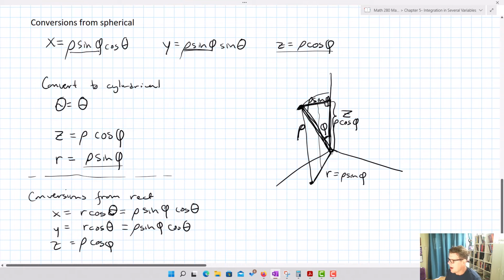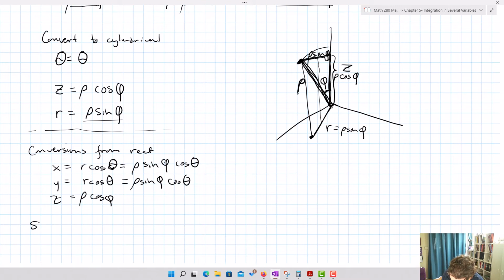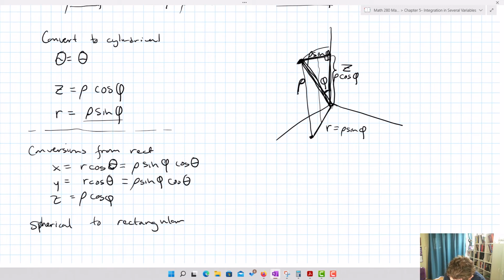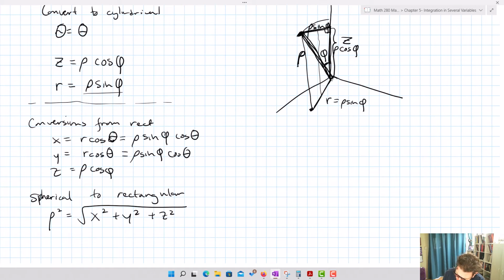Okay? If we want to convert from spherical into rectangular, so there's our rectangular into spherical, which is what we're going to do mostly here. Spherical to rectangular is going to look like this. First, we know that rho is going to equal the square root of x squared plus y squared plus z squared. Or actually, what is this? This is rectangular to spherical, excuse me.